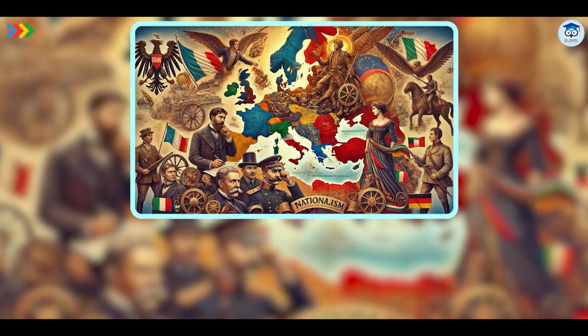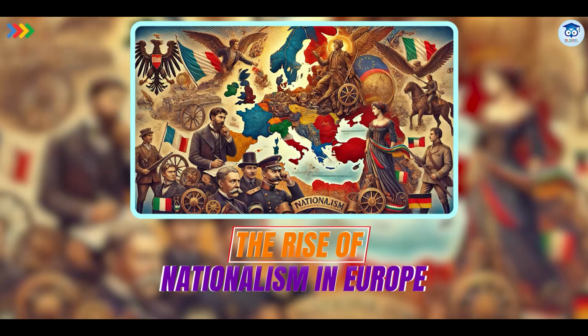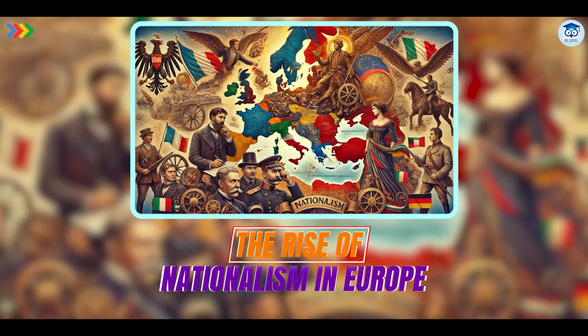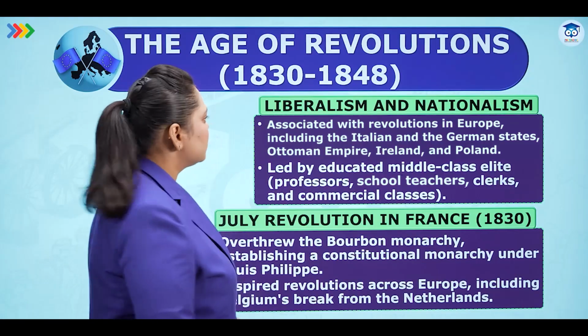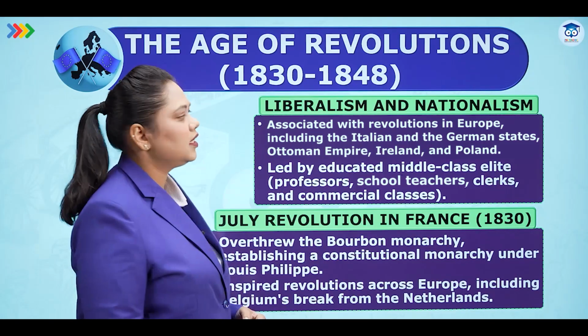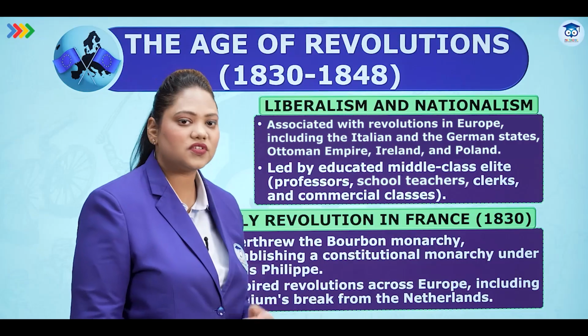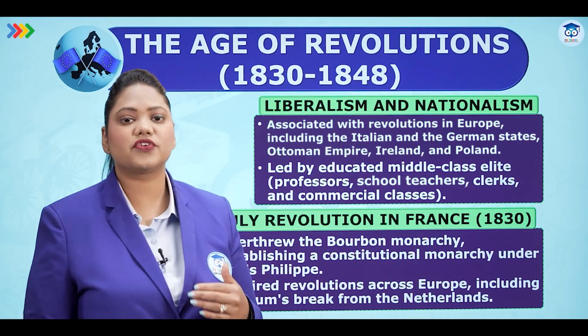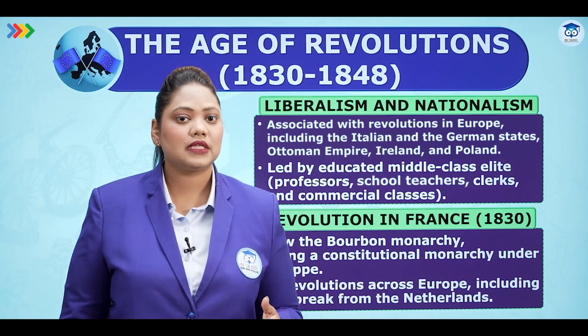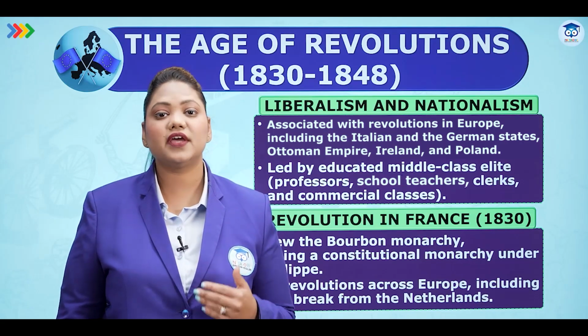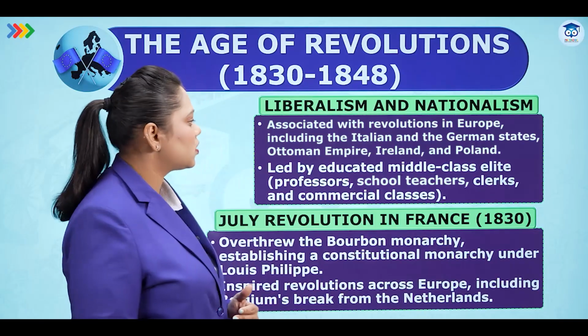Let's continue studying the rise of nationalism in Europe. Let's see the age of revolutions. From 1830 to 1848, it was an era of revolutions happening across Europe. There is an important revolution known as the July Revolution, and we will see what to learn in it.